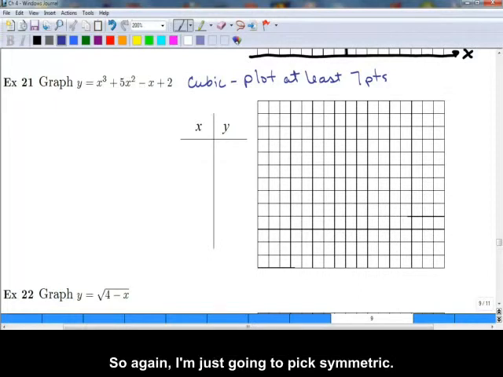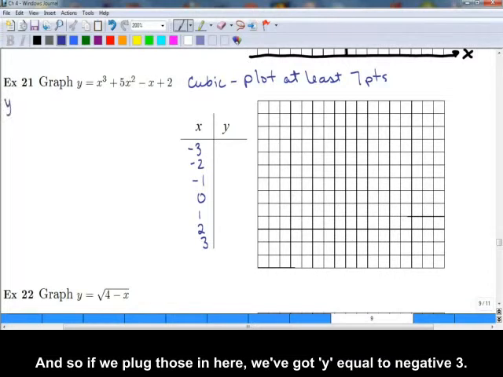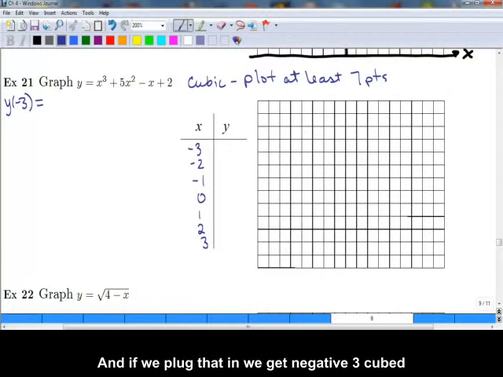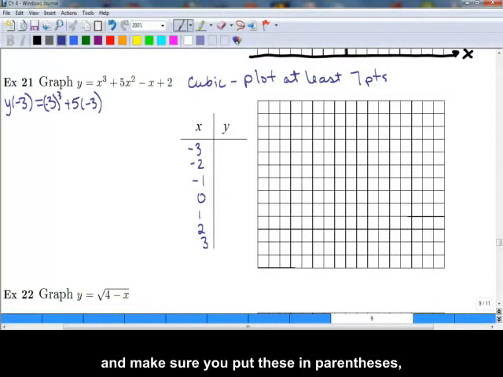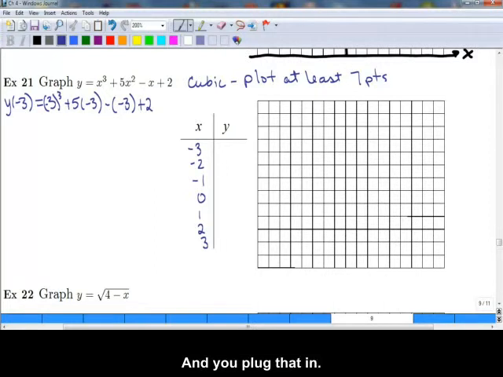So again, I'm just going to pick symmetric. We'll pick -3, -2, -1, 0, 1, 2, and 3. And so if we plug those in here, we've got y equals... -3. And if we plug that in, we get -3 cubed. And make sure you put these in parentheses so that you're either cubing or squaring the whole value. And you plug that in.